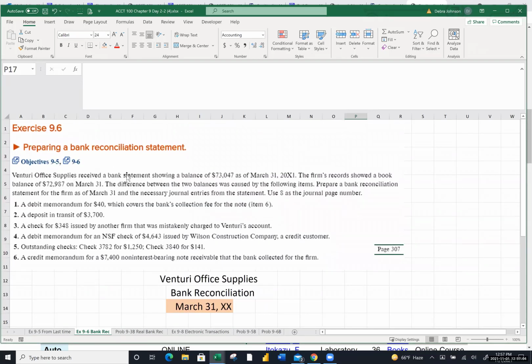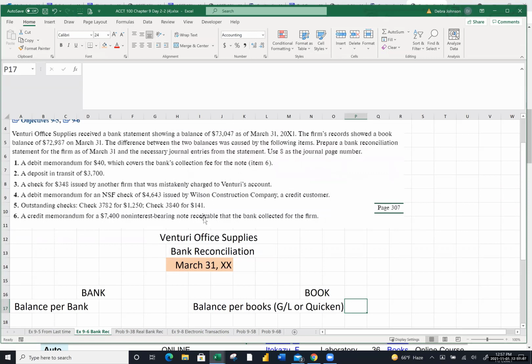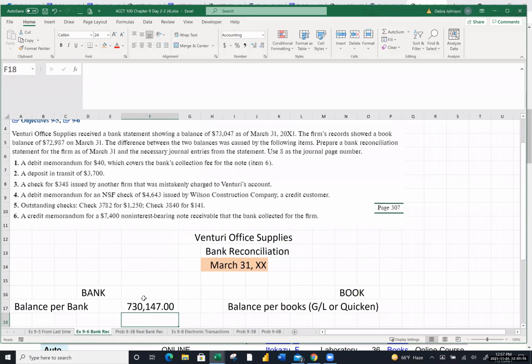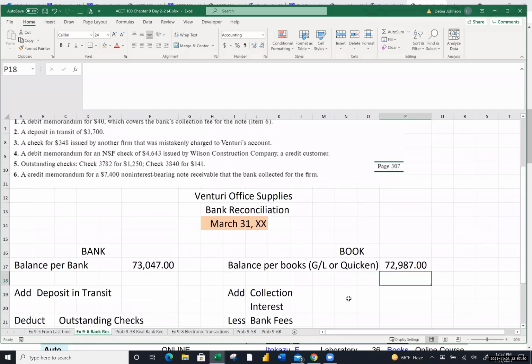Okay, so this is an office supply place. They have a bank statement. Let me go down here and pop that in, showing as 73,047. Whoops, I got an extra number in there. 73,047. Let me go get rid of that digit. That looks better. And the firm's records, this is the book side, showed a balance of 72,987. If those matched, I'd be done. Okay, but they don't match. So now I got to keep going.